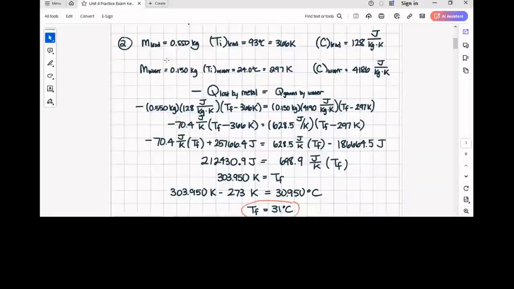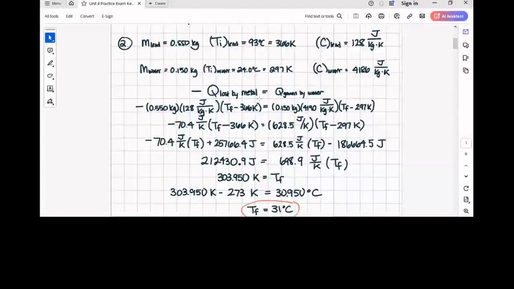Okay, so we've got the masses of our two materials. We have the initial temperatures of our two materials and the specific heats. We've got water's specific heat, and I've got the temperatures given in both Celsius and Kelvin degrees. I'm going to want Kelvin because I have a specific heat that is dependent on Kelvin and not dependent on Celsius.